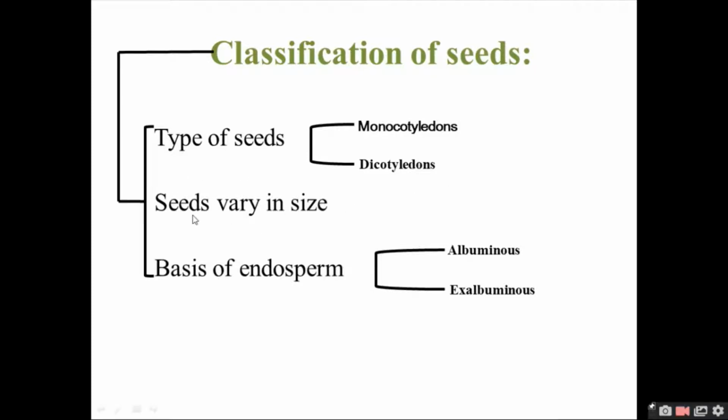Next is that seeds vary in size. The largest seed, we know, is the coconut seed. Next is classification on the basis of endosperm: albuminous or exalbuminous. Albuminous and exalbuminous seeds can even be divided into the monocot and dicotyledon categories.